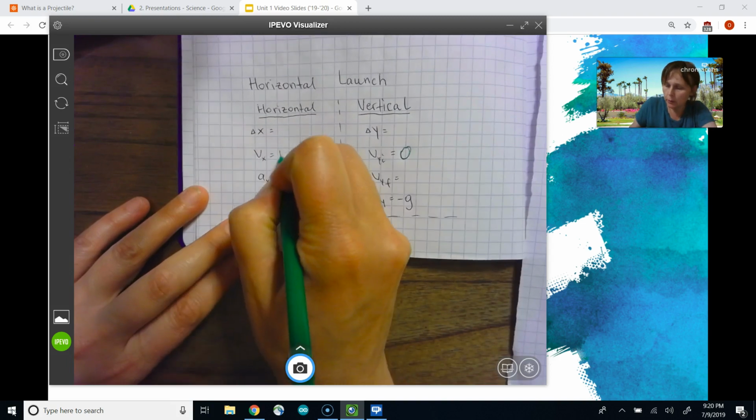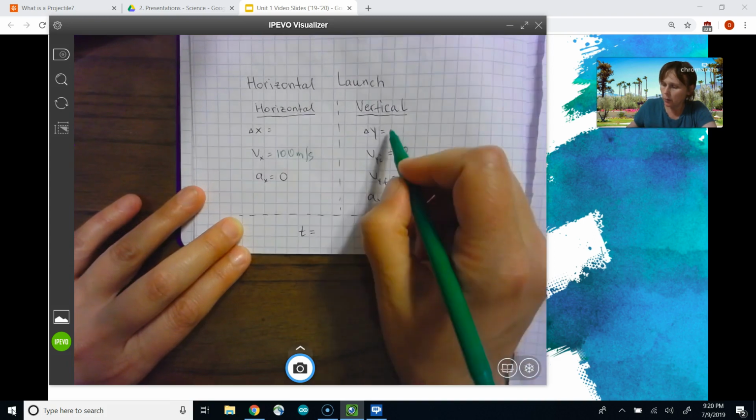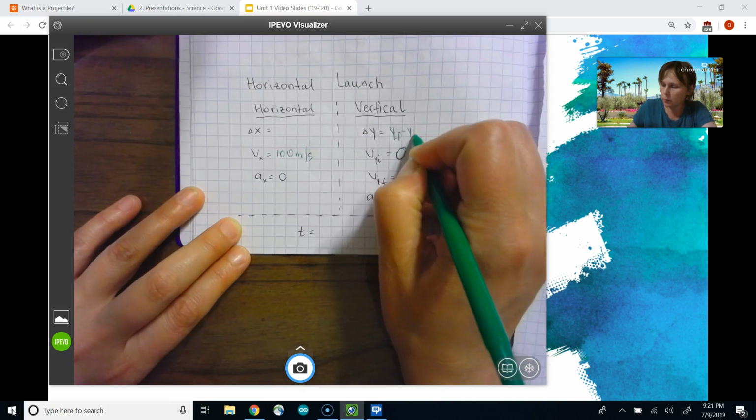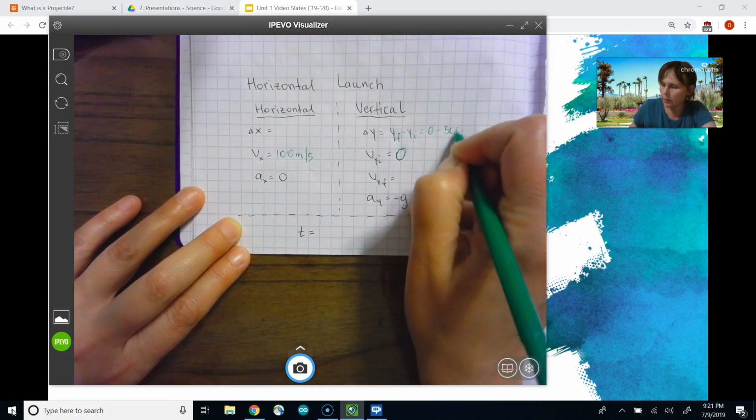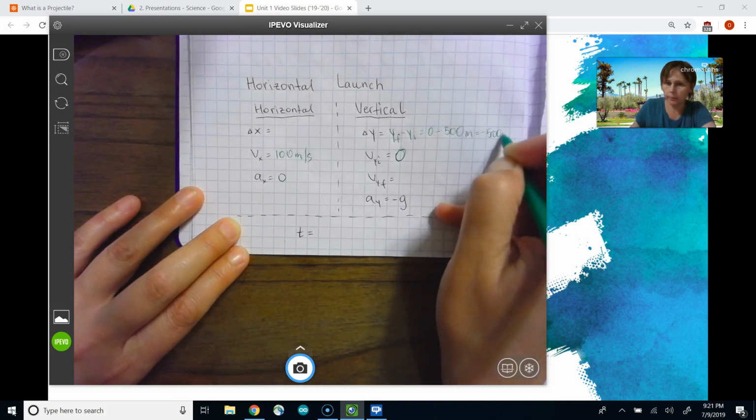v_x is going to be 100 meters per second, and delta y is going to be y final minus y initial. It's going to be 0 minus 500 meters, so negative 500 meters.